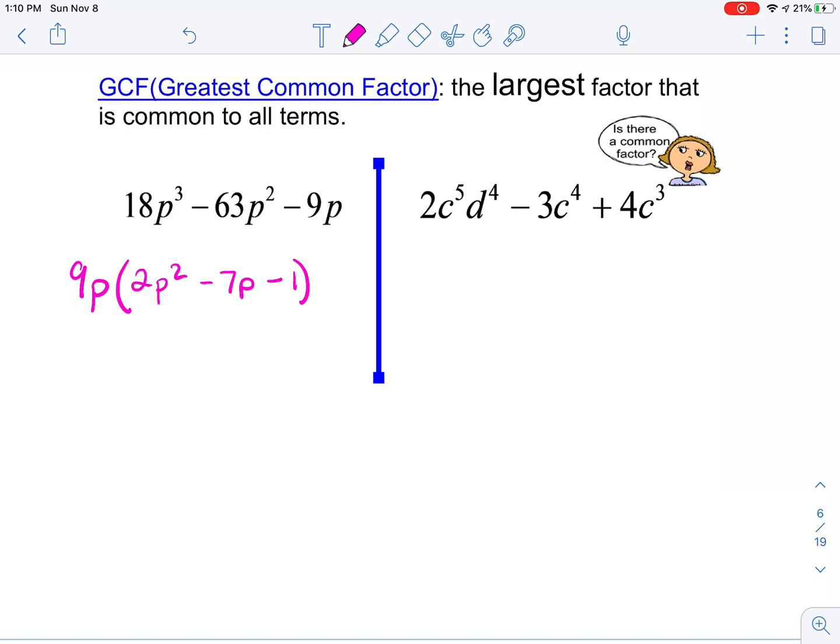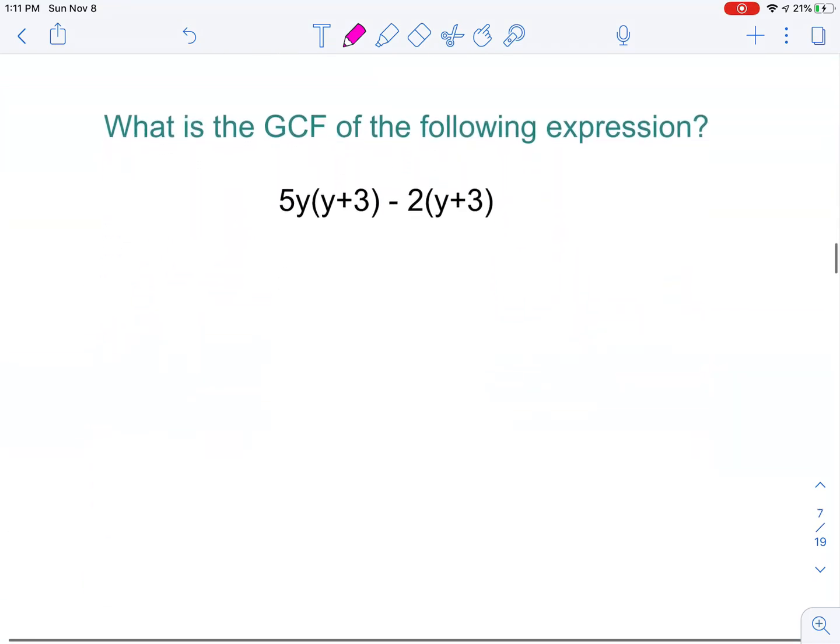All right, so that's our greatest common factor. What about the second one? What's our greatest common factor there? Well, 2, 3, and 4 have nothing in common, right? It has to be in common to all of them. But they do have a common c to the 3rd power. Now, if I factor out c to the 3rd, I am left with 2c squared d to the 4th minus 3c plus 4. Okay, and so there we have the greatest common factor. Now, there's one other type of greatest common factor that we have to look at. Okay, and it's not going to look very similar to anything we've seen before.